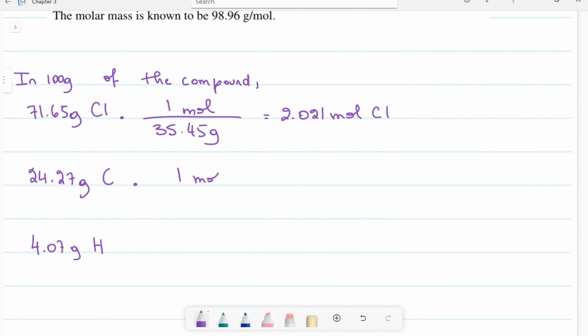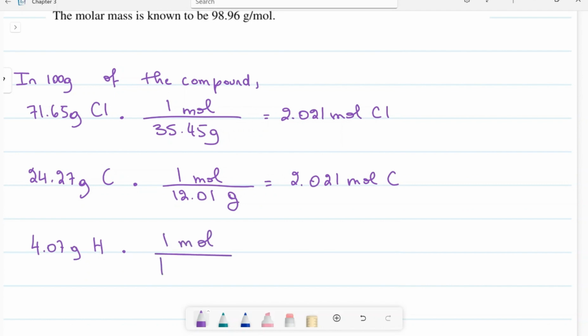Same thing for carbon. We would look at the periodic table and notice below carbon there's the number 12.01 written. So we have 12.01 grams per mole. Again, we have grams right here in the numerator. We would like another grams to cancel it out in the denominator. This is why we divide by 12.01. And this would give us, again, 2.021 moles of carbon.